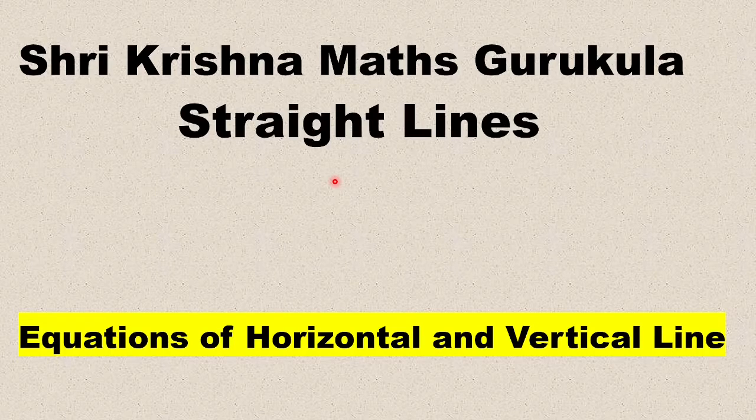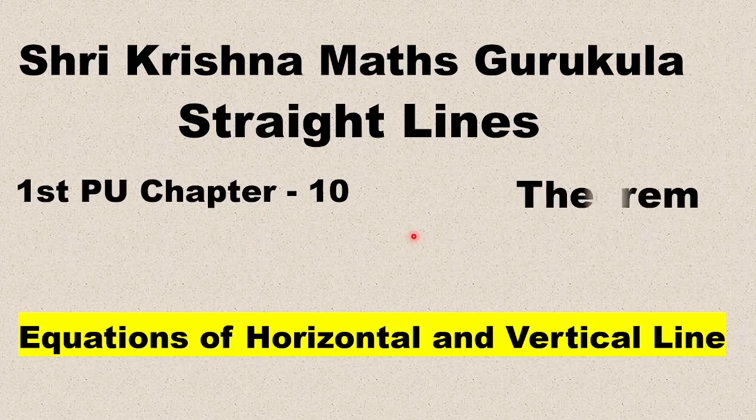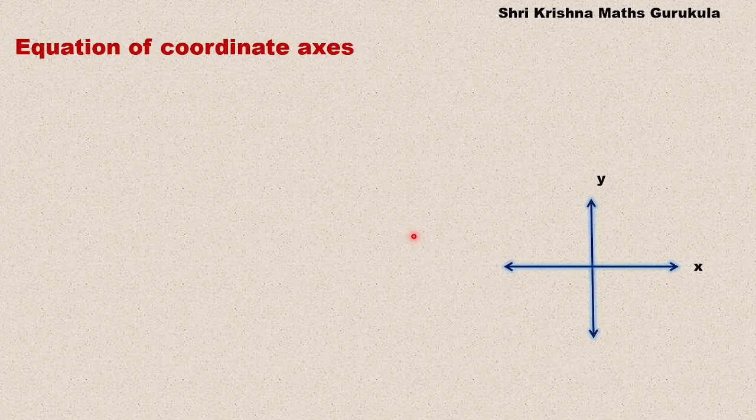Hi students, in this video we will understand what is the equation of coordinate axis and equation of horizontal line and vertical lines. So to begin with, we will understand the equation of coordinate axis. Let us consider coordinate system and first we will understand the equation of x-axis.